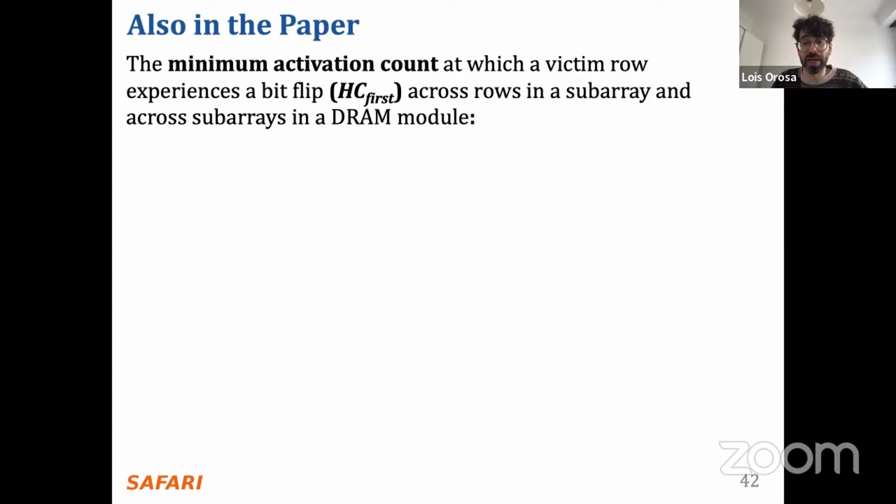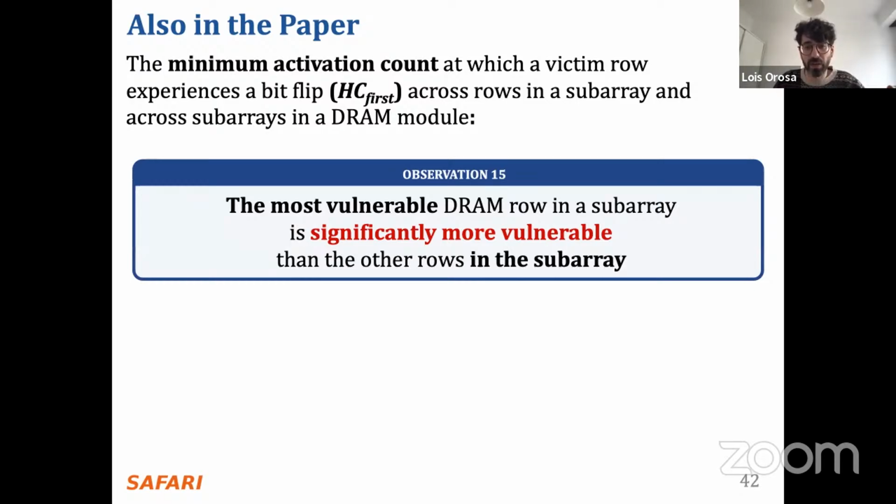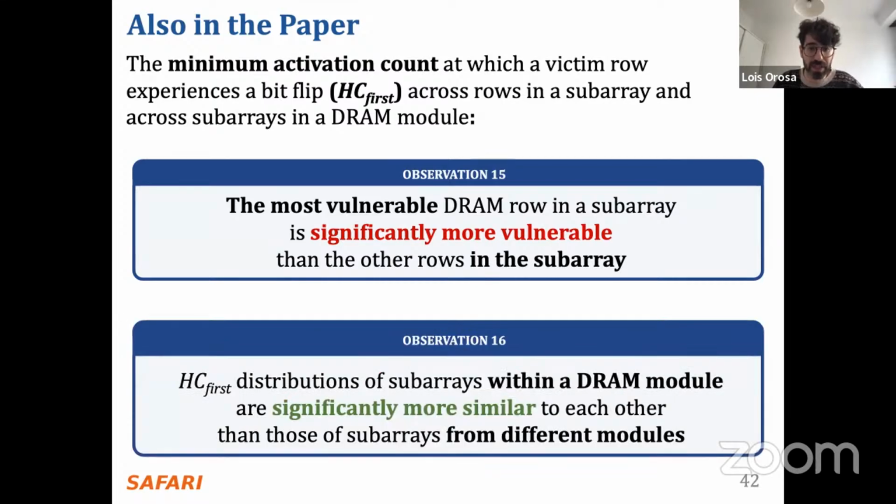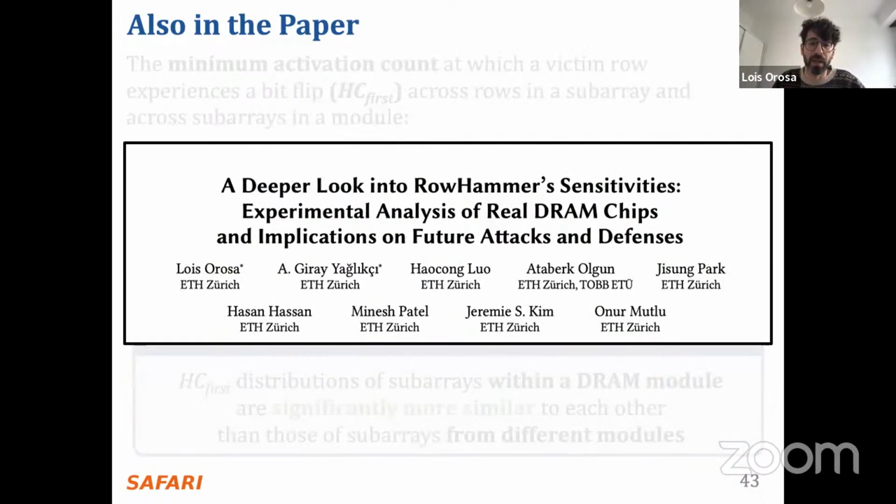In the paper, we also analyze the variation across rows in a subarray and across subarrays in a DRAM module. We make 2 observations from this analysis. First, the most vulnerable DRAM row in a subarray is significantly more vulnerable than the other rows in the subarray. And second, HCfirst distributions of subarrays within a DRAM module are significantly more similar to each other than those of subarrays from different modules. We have more analysis in the paper.